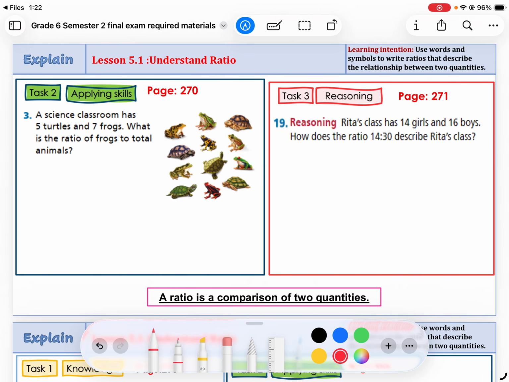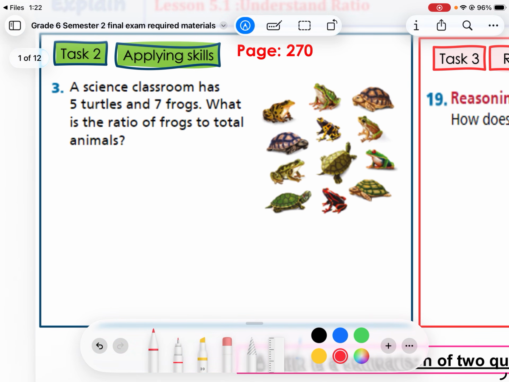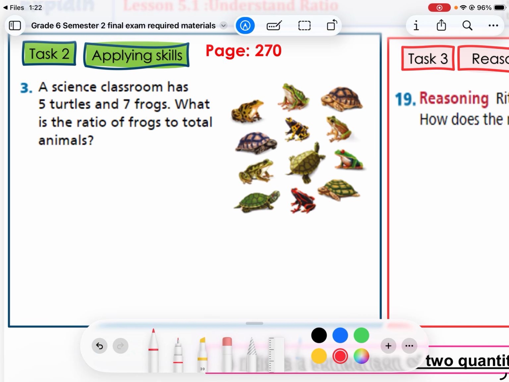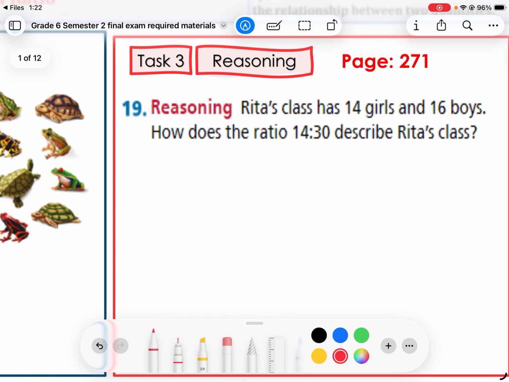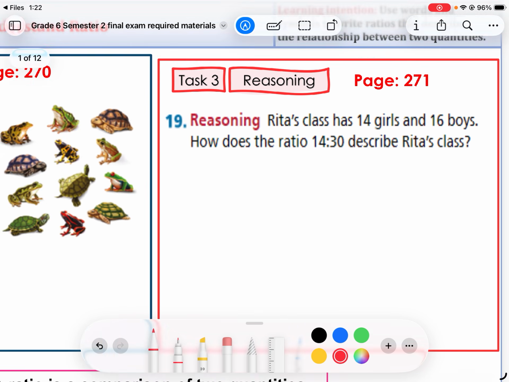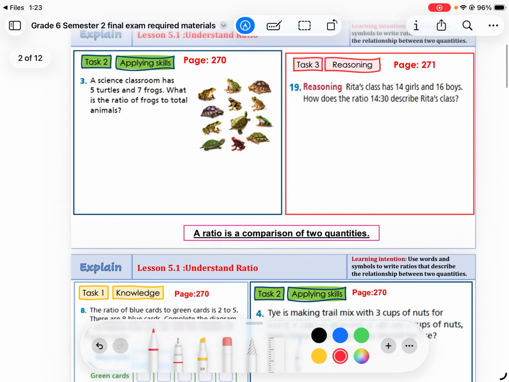So I'm just gonna explain briefly about each lesson. Let's start with 5.1, which is about understanding ratios. In this lesson you must know how to write the ratio in 3 different ways. You must know how to read the ratio and tell what it describes. And you must know how to find the missing number and how to solve word problems related to ratios.